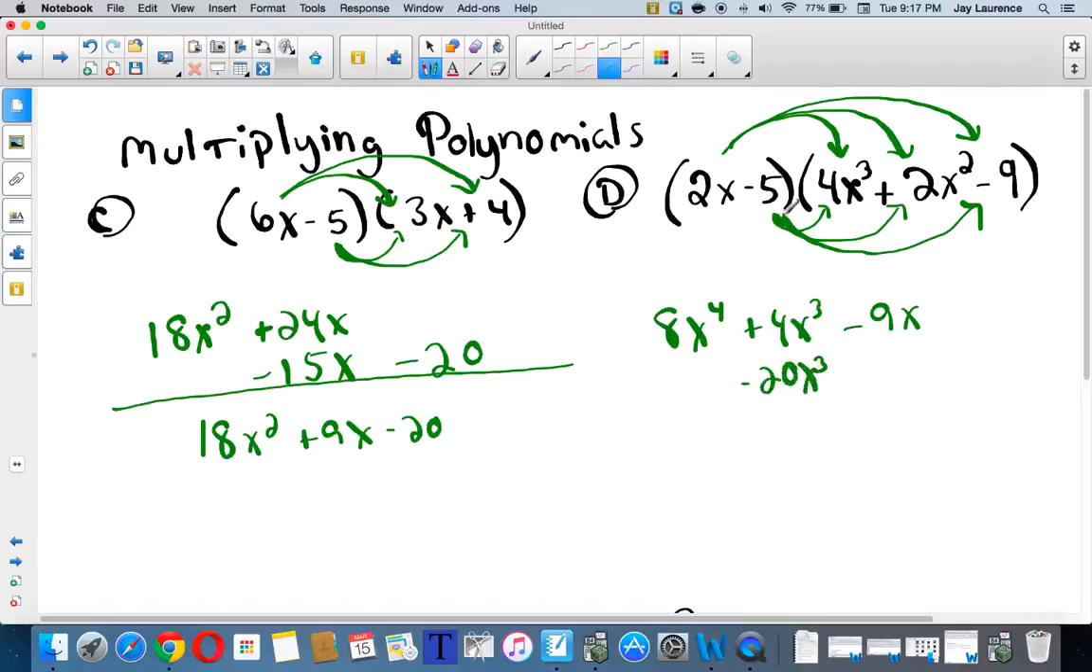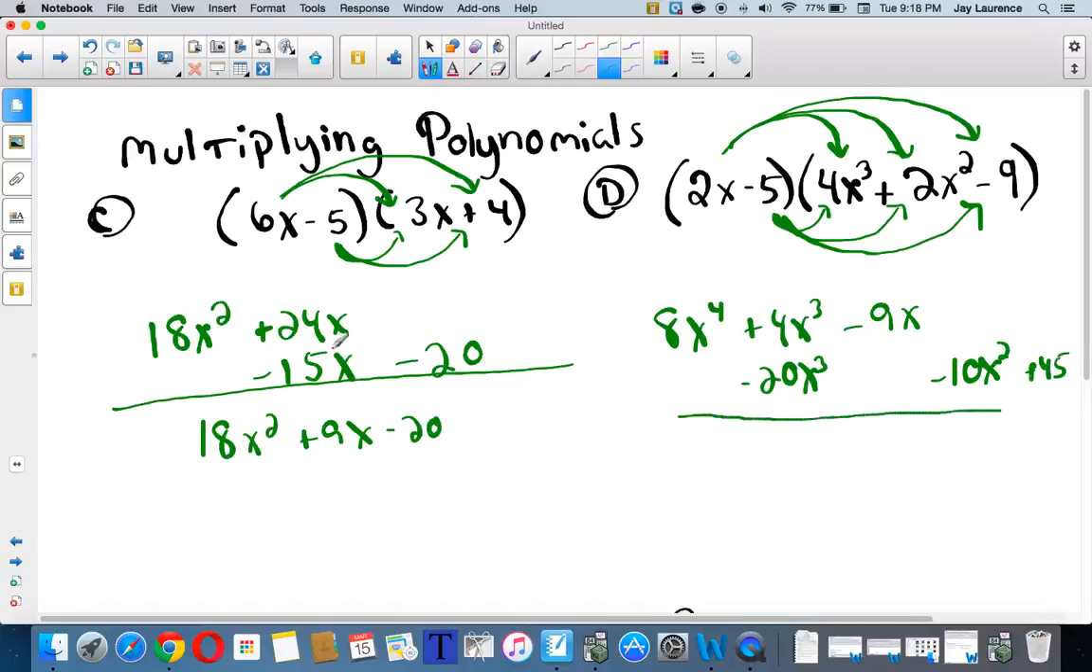I'm going to get a negative 10x squared. Ooh, I'm not going to write that there because I don't like it. 10x squared. And then a positive 45. Now, it bothers me that I'm not in descending order anymore, but I'll fix that in a second.